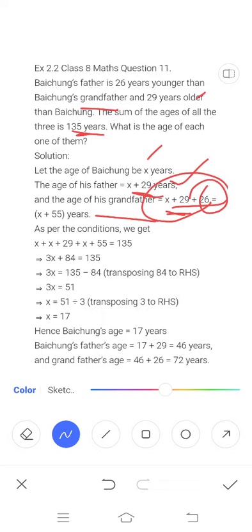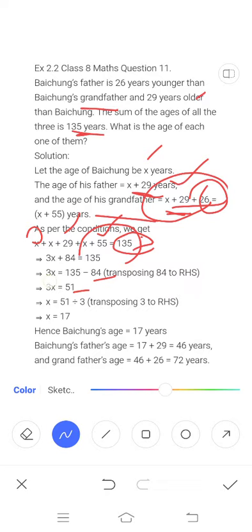This is another clue. So Baichung's age is x and father's age is x plus 29 and grandfather's age is x plus 55. So totally how much? 135. So 1x plus 1x plus 1x is 3x. Then 29 plus 55 is 84 is equal to 135. So 84 when you transpose to the other side becomes minus 84. So 135 minus 84 you will be getting 51.